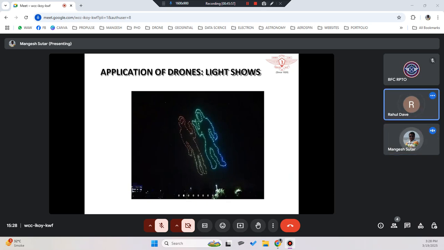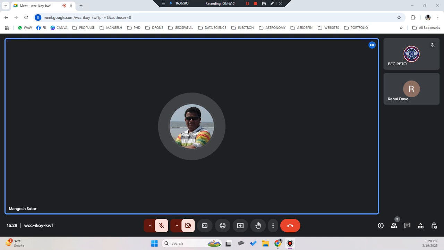So there is a huge potential for this kind of application of drones for light shows. Okay, so with that we complete the payload installation and utilization. Any questions on the payload part?